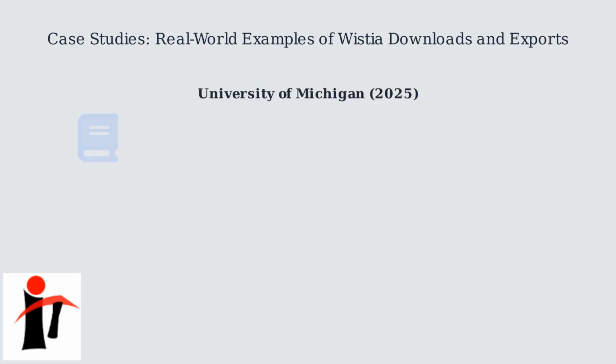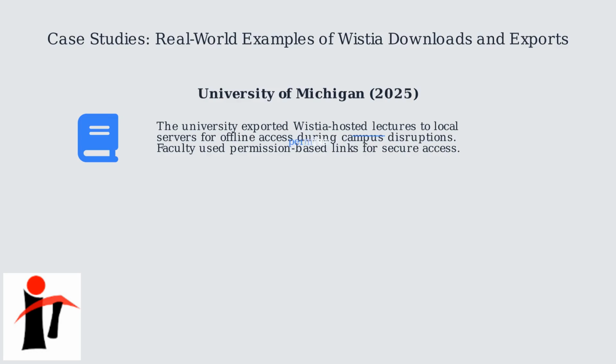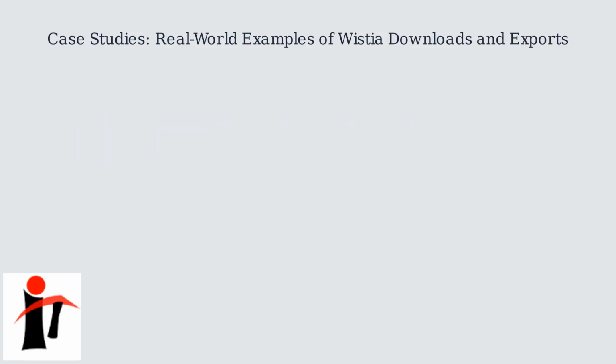The University of Michigan exported Wistia-hosted lecture videos to local servers for offline access during campus disruptions. Using permission-based links, only faculty members could securely download the content, ensuring controlled distribution of educational materials.